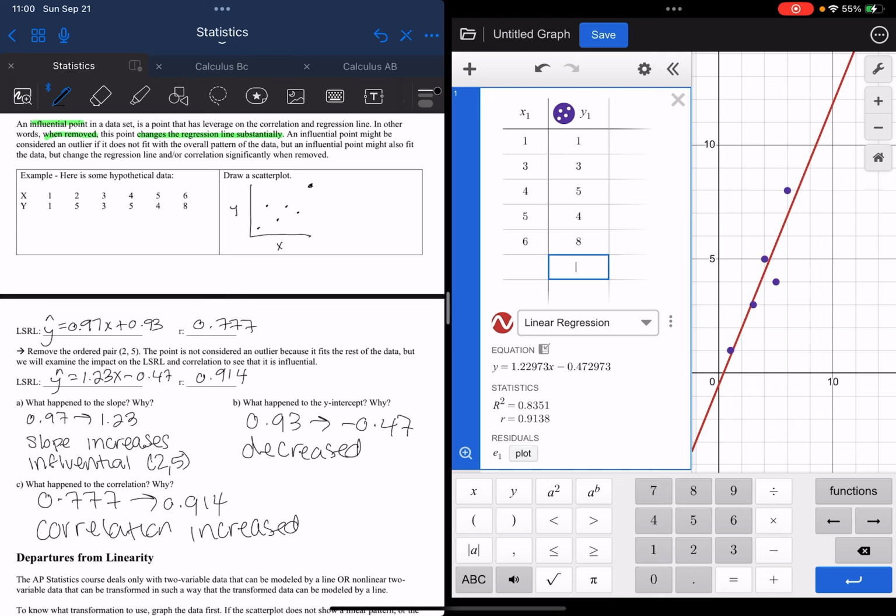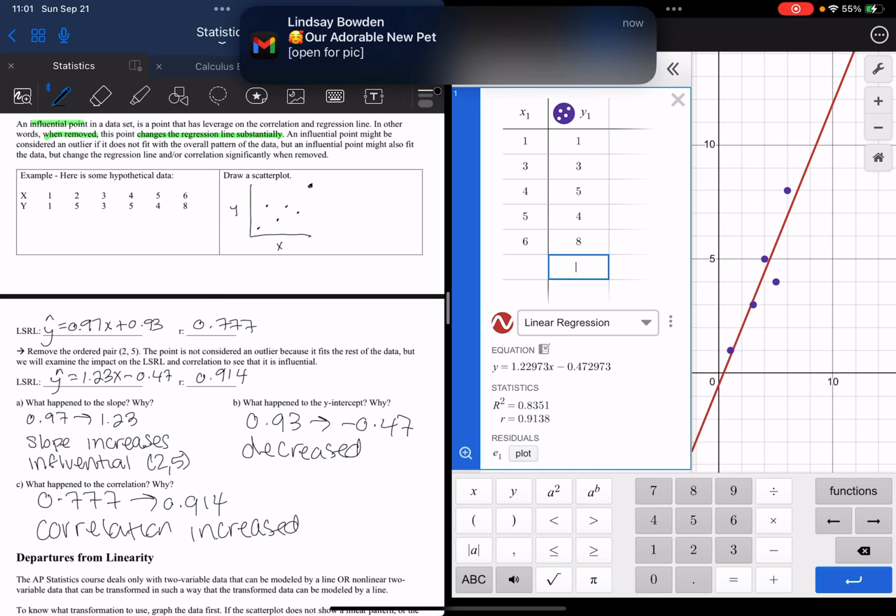Okay, this tells me that (2, 5) is not an outlier since it had such an impact on my overall regression line. Since it had such impact and it greatly increased my correlation, that tells me that (2, 5) was an influential point. I remember back at (2, 5) and even go over here to try to visualize where that would be. (2, 5) was still almost on that regression line.